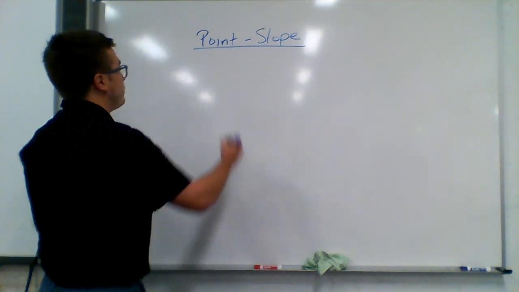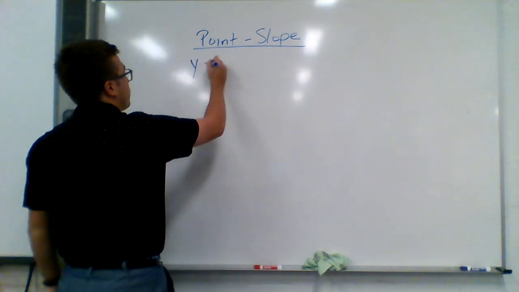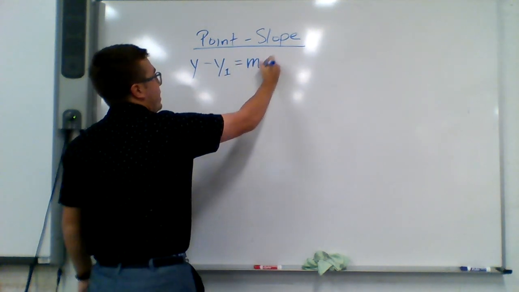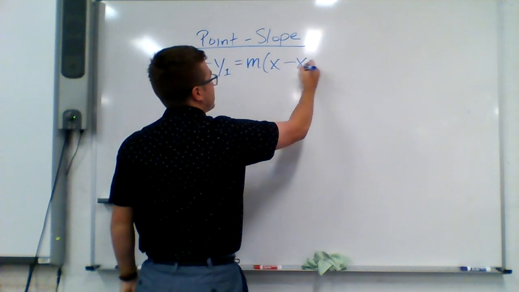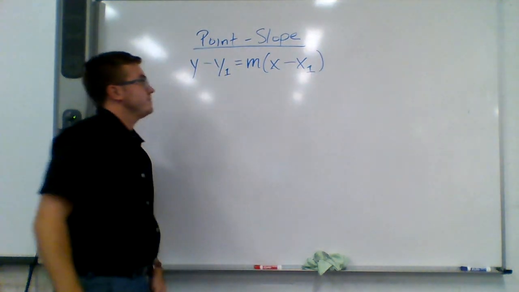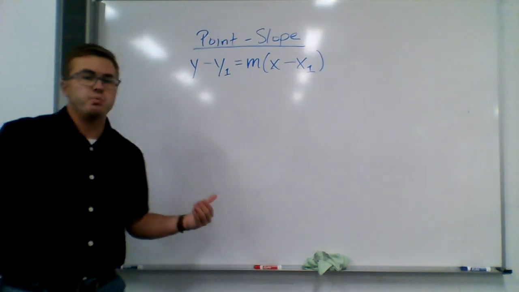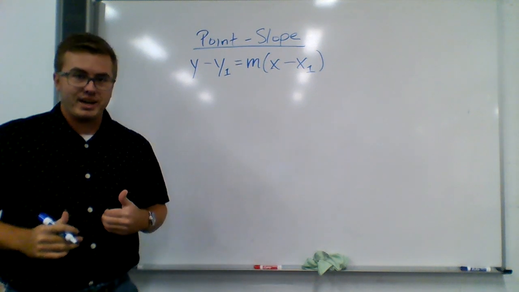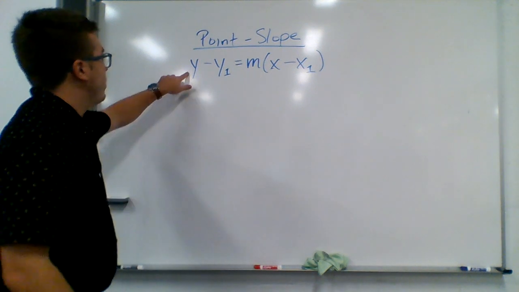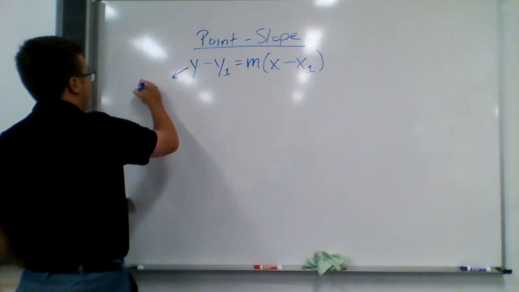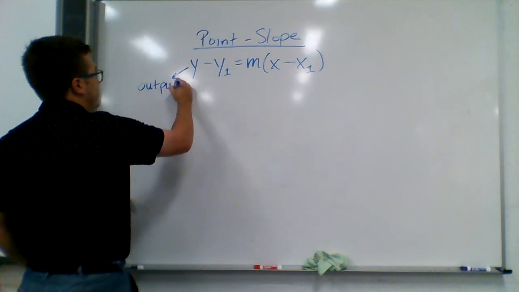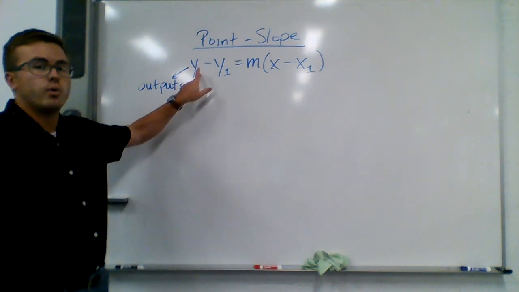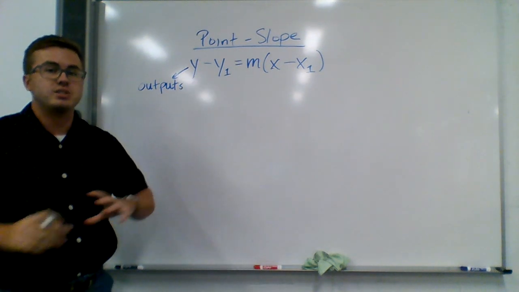So point-slope form looks like y minus y1 is equal to m times the quantity x minus x1. So it looks super confusing. It's got multiple x's, multiple y's in there, but let's break it down just like we have been. y stands for our outputs. And just like in slope-intercept form, y is going to stay y. We're not going to plug anything in for that to write the equation.